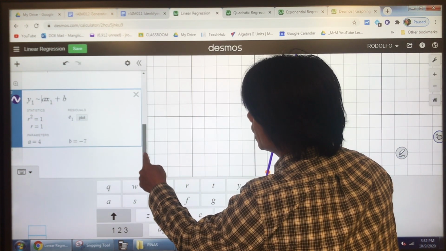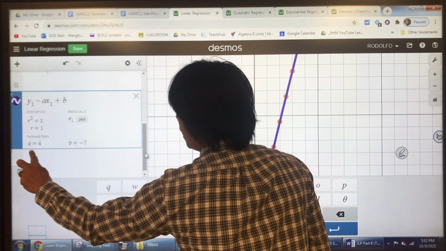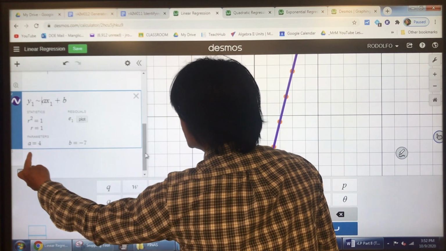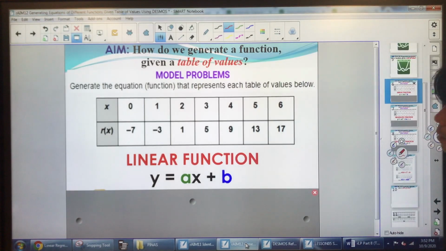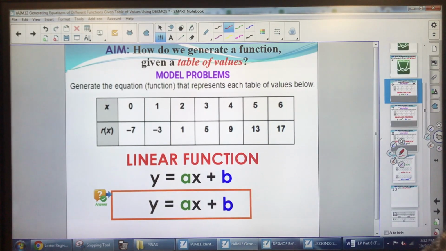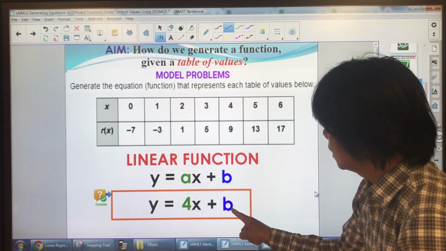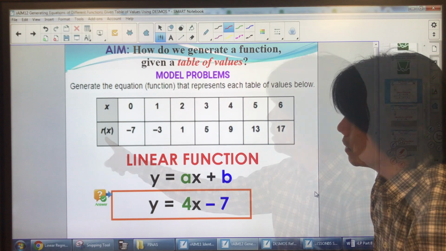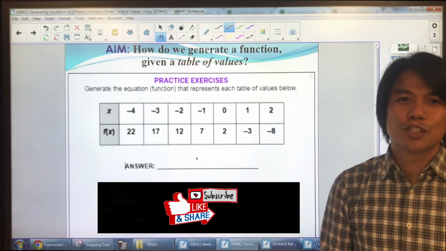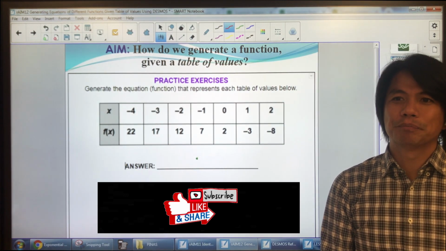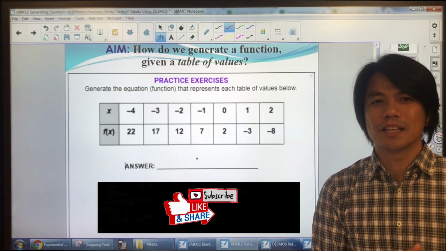And what is the equation? We don't know yet, but what we do know are the values of a and b. a is positive 4, b is negative 7. Going back to our slide, we know that a is equal to positive 4 and b is negative 7. We need to use r of x right there. Now it's your turn. Be sure to pause your video while you're doing it. Come back once you're done so that you can check your answer.